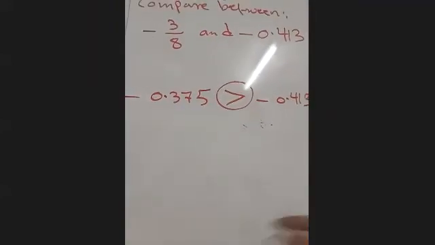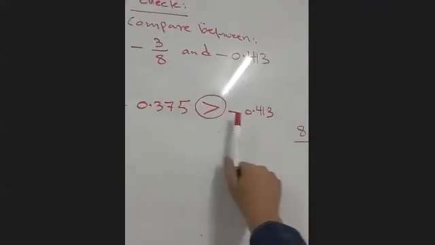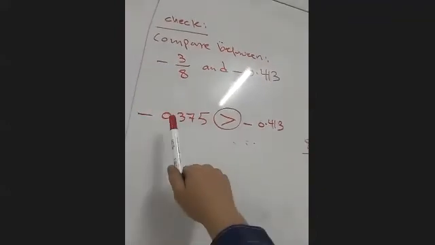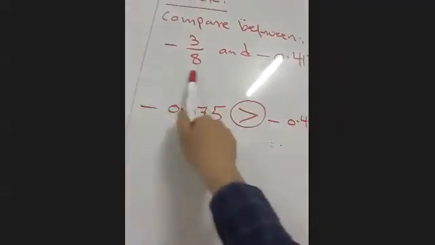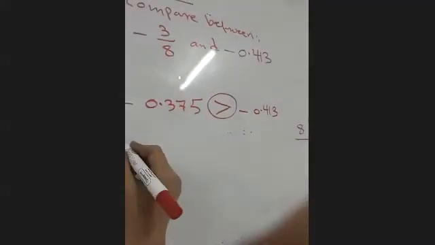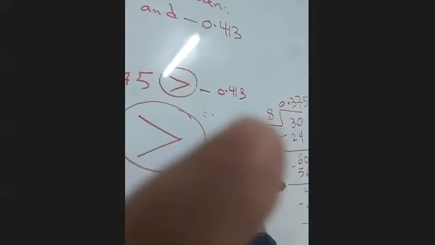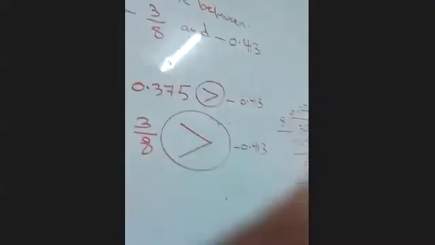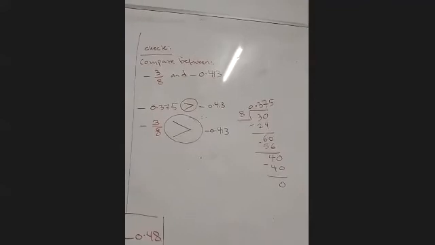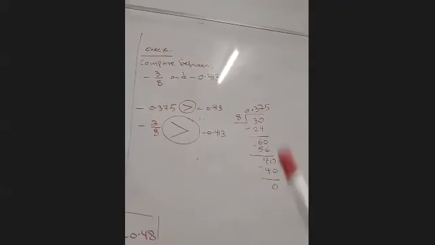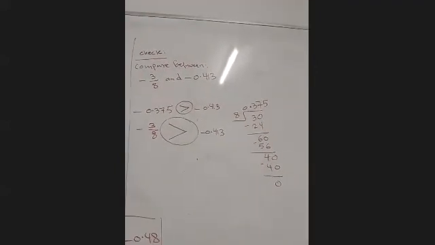Okay. Now, negative with negative. Okay, guys? So negative 0.3 is bigger than negative 0.4. But what's the original value of negative? The question wants this and this. This one is bigger than this one. So negative 3/8 is bigger than negative 0.413. Copy, guys. This is the check. Copy it all with the division, please.